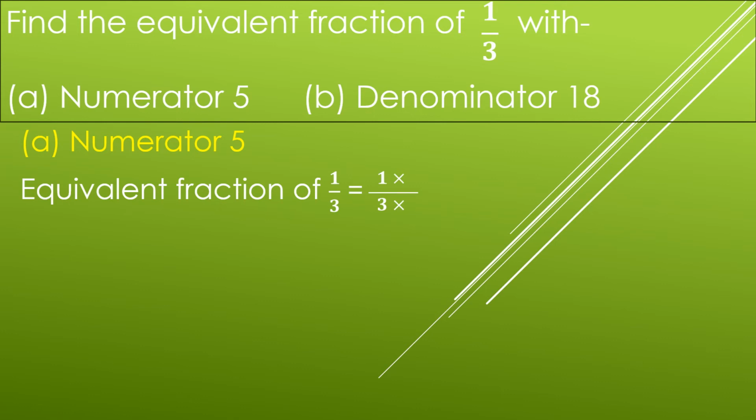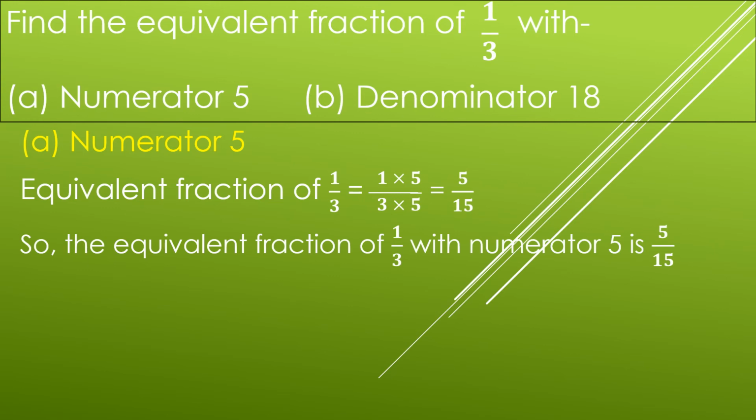Now tell me which number will you multiply to 1 to get 5 in the numerator? Yes, 5 because 1 5s are 5. So we multiply the same number in denominator also. So write 3 multiplied by 5 and 3 5s are 15. So the equivalent fraction of 1 upon 3 with the numerator 5 is 5 upon 15.